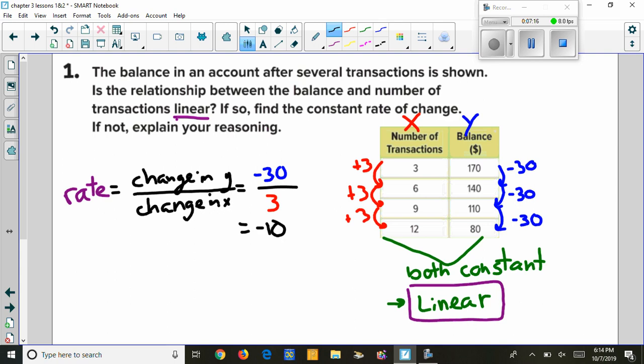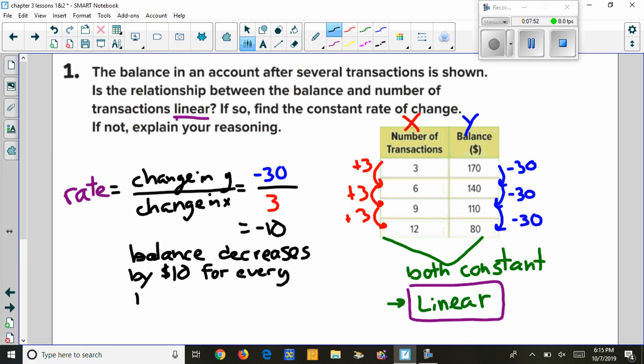I'm going to talk about what this negative 10 stands for. In this relationship, this negative 10 actually means that my balance decreases by $10 for every one transaction.